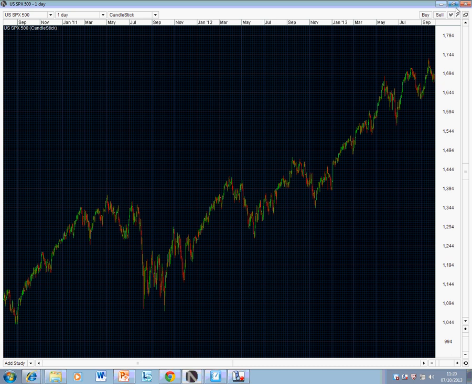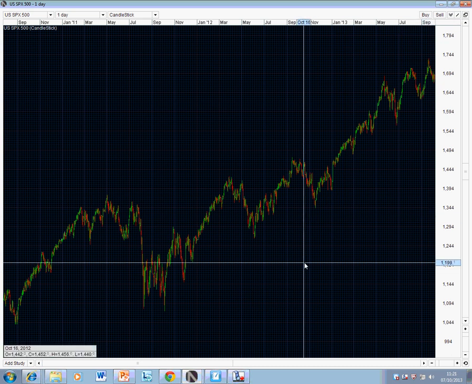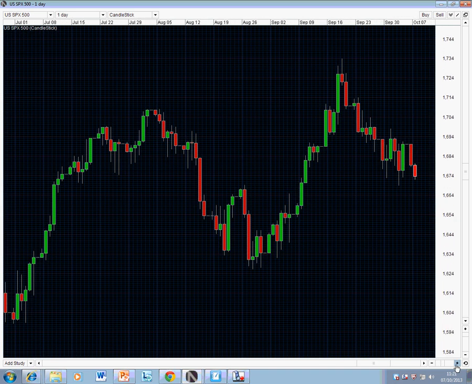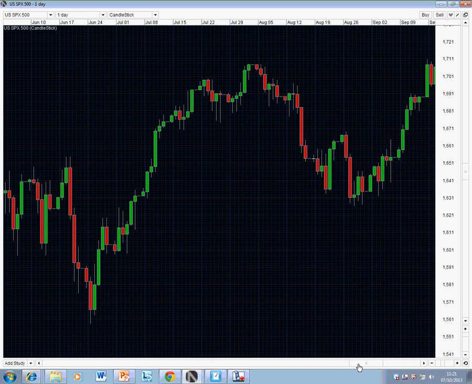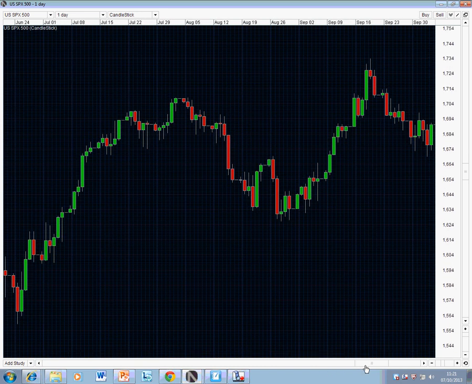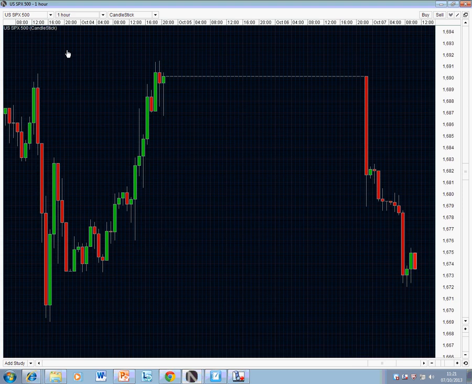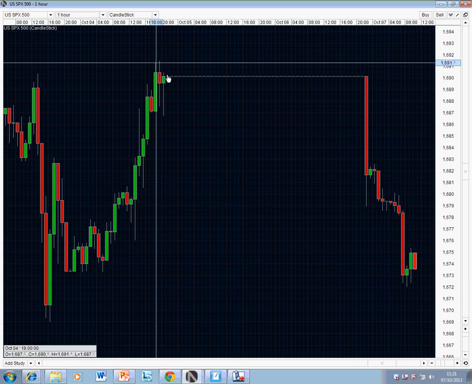You can draw a support resistance line. Now what I'm about to show you is a support resistance line, and to do that I'm going to narrow down a bit. Okay, and look for a good position to draw the support resistance line. And I might actually go down to a 1 hour window.